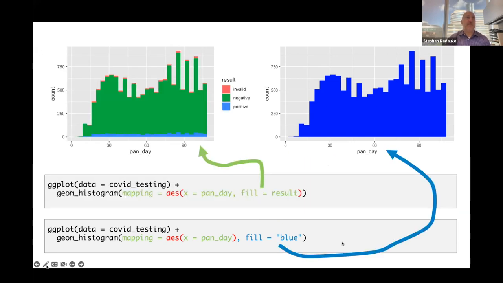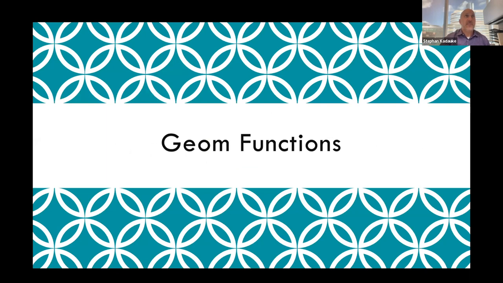So to recap, setting versus mapping aesthetics. On the left here, we're defining the aesthetic inside of the aes function. So you see the close parenthesis is after the fill, which means we're defining it inside of the aes function. And that leads to a mapping of the aesthetic to a column in the data frame. If we define it outside of the aes function, but still inside of the geom function, then the aesthetic gets set to a constant value. All right, that was setting versus mapping, very important.